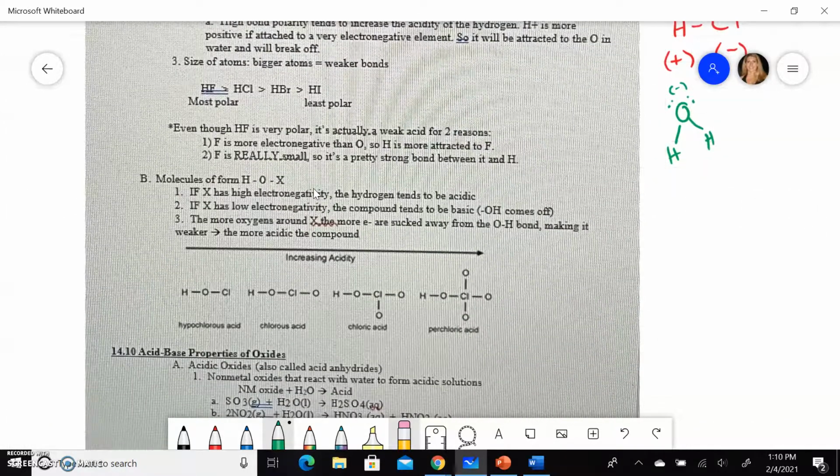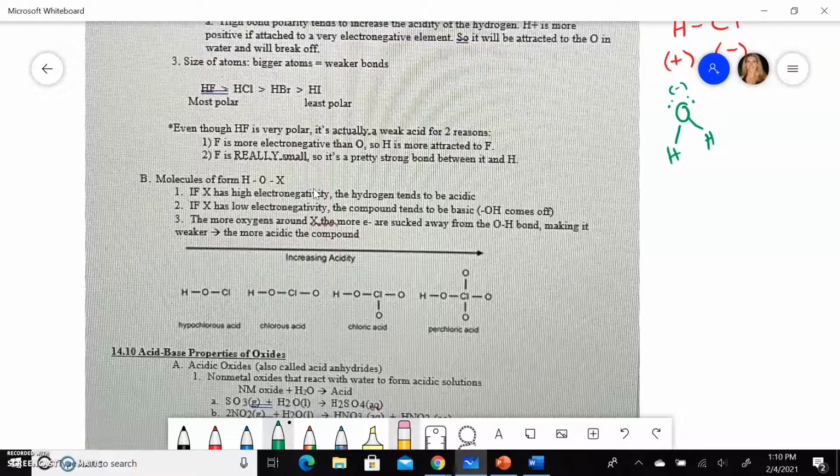Here's some other things you can compare. So if you have this molecule form where you have hydrogen bonded to oxygen and then bonded to X, so anything else, if X is really electronegative, then it's going to pull the electrons away and make hydrogen very positive, and so it would break between the hydrogen and the oxygen. So you would have that break right here. And so that would make it acidic. If X is low in terms of its electronegativity, then it's going to break here, and the OH will break off, which will make it more basic.